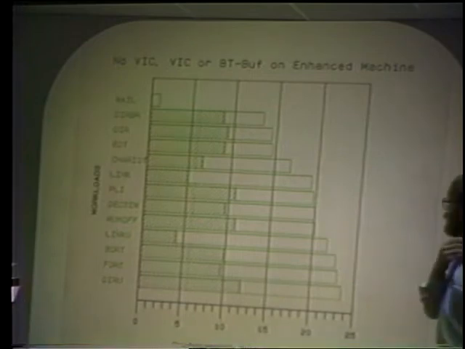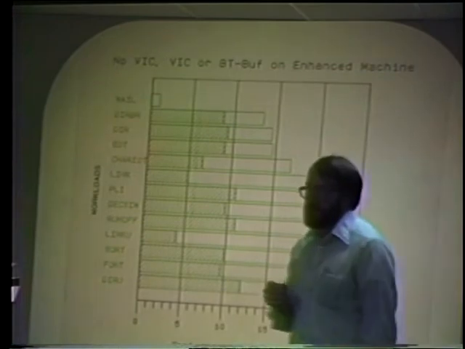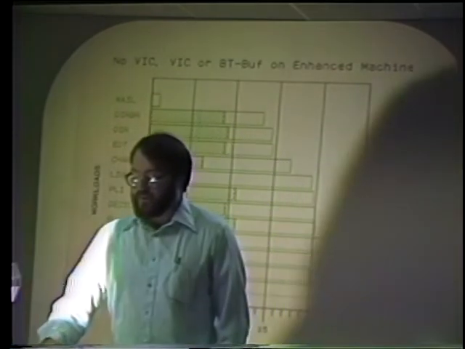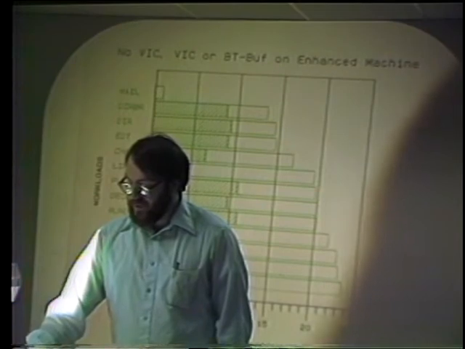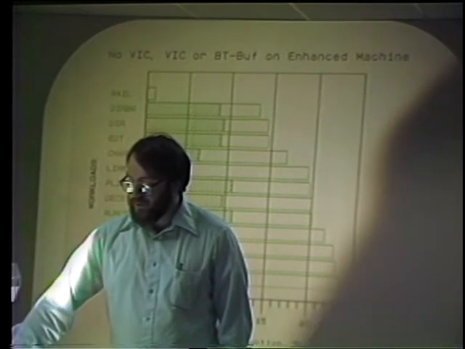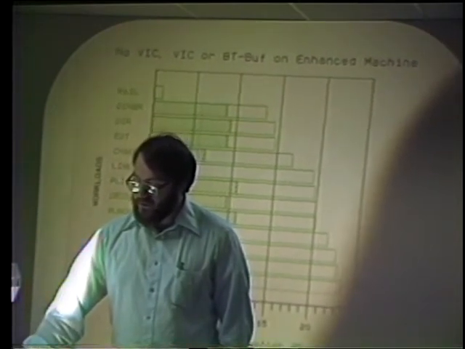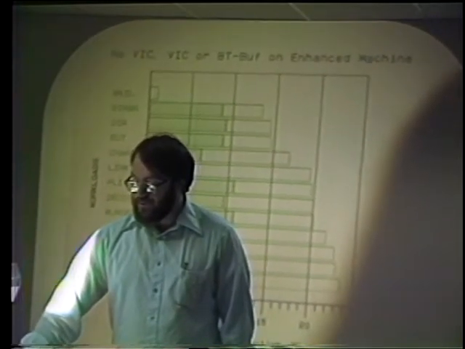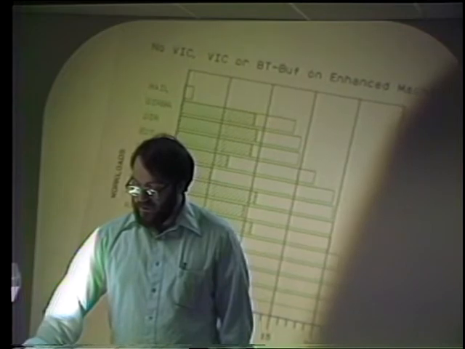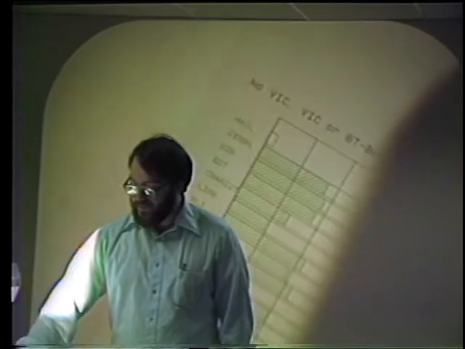So performance degradation here, not having it for the VIC in isolation, looks on the order of 5 to 10%, 10% in most of the traces, and then incrementally removing the branch target buffer drags you down. You still have branch prediction, but you don't have the branch target buffer, and that pulls you down to the 15 to 20% range.